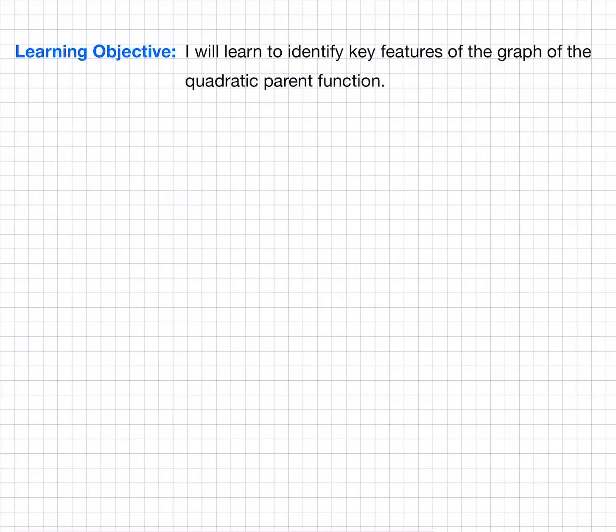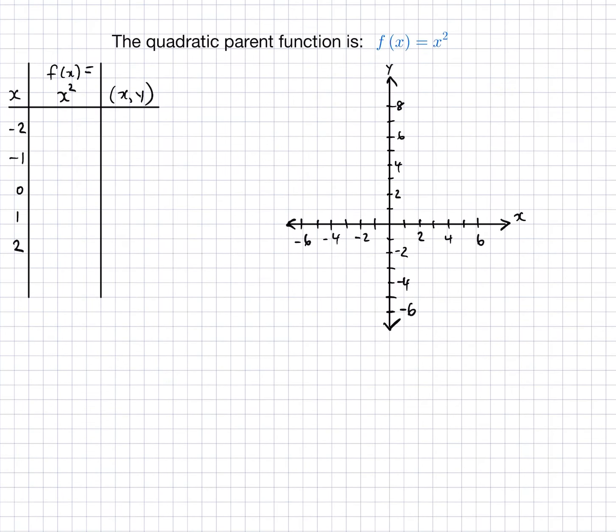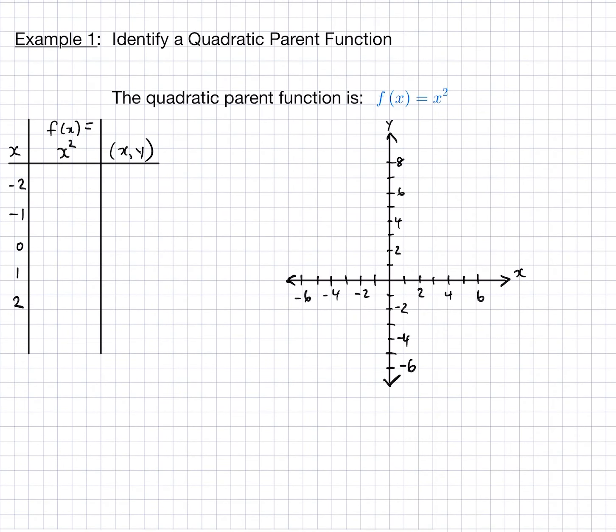All right, class, in this lesson, we are going to learn to identify some of the key features of the graph of a quadratic parent function. So let's go ahead and get started with example number 1. The most basic quadratic function is going to be f of x is equal to x squared. That is basically the foundation of all quadratic functions.